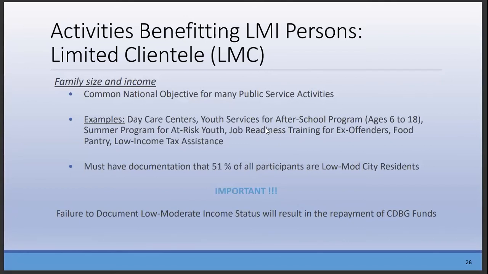Agencies must have documentation that at least 51% of all participants are low to moderate income residing in the city of St. Louis. If by the end of the contract year, the percent of LMI people living in the city served is less than 51%, then the agency must repay CDBG funds. Moreover, if you fail to document the LMI status of the participants, you would also have to repay funds.